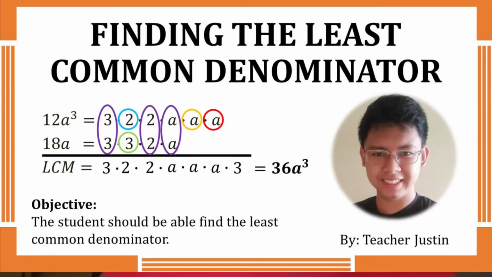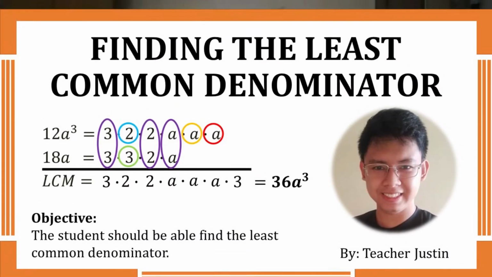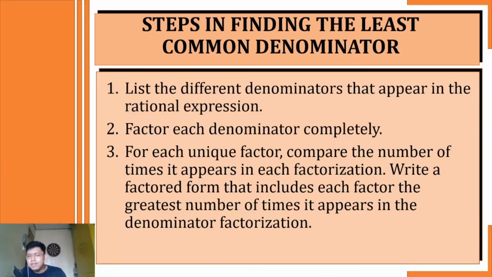On today's topic, we're going to find the least common denominator. Here are the steps in finding the least common denominator. First is for you to list down all the different denominators that appeared in your rational expression.